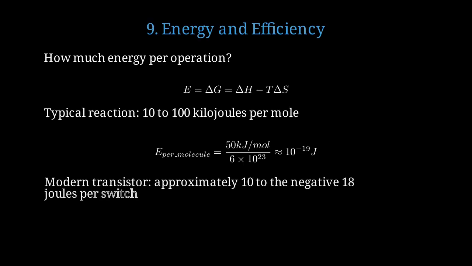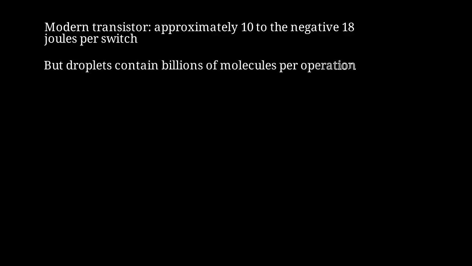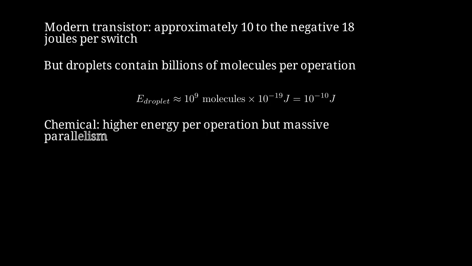Modern transistors use about 10 to the negative 18 joules per switching operation, roughly 10 times more than a single molecular reaction. However, each droplet operation involves billions of molecules, not single molecules, changing the comparison. A droplet computation requires about a billion molecules times 10 to the negative 19 joules, giving 10 to the negative 10 joules. So chemical operations use more energy per gate, but the massive parallelism can compensate for certain problem types.